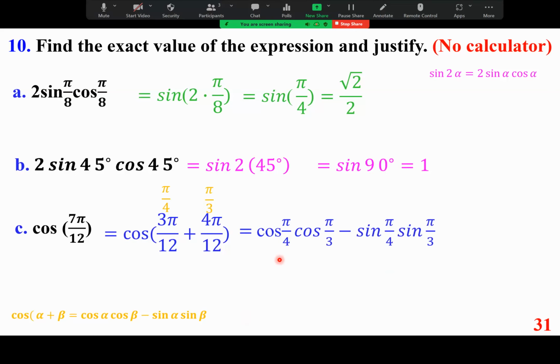Cosine of pi over 4 is square root of 2 over 2. Cosine of pi over 3 is 1/2, minus sine of pi over 4 is square root of 2 over 2. Sine of pi over 3 is square root of 3 over 2. And as you can see, the denominator is 4 for both cases, so 4. So this is square root of 2 minus square root of 6 in the numerator. And remember, both of them have the same common denominator of 4.